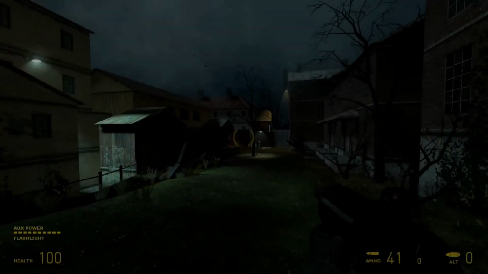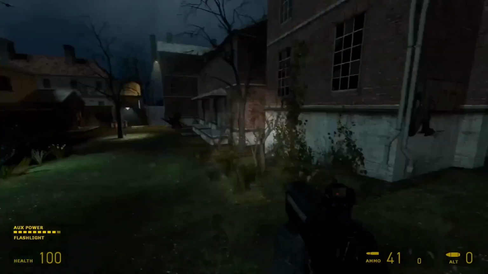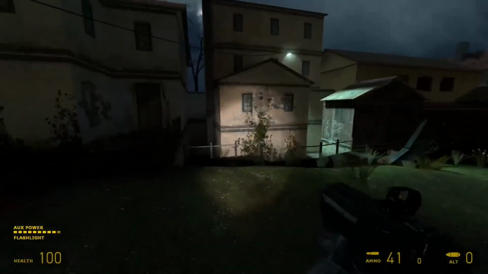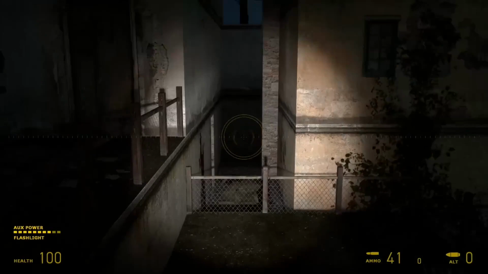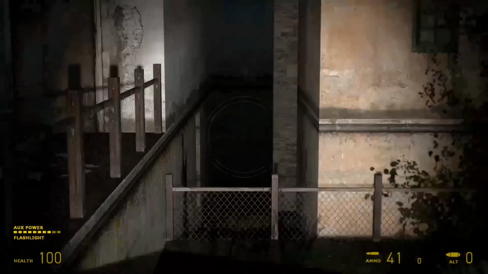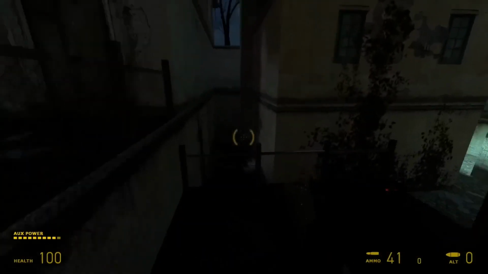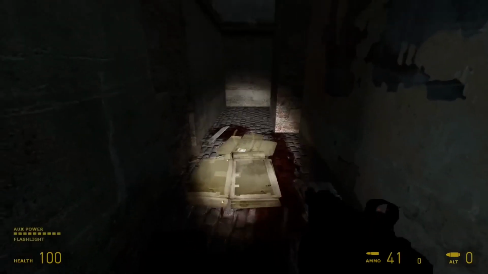Half-Life 2 is one of those games where, while there's nothing inherently creepy about it, the atmosphere is just generally off-putting. But what if there was something to fear in Half-Life 2? Something deep in the game's code. A ghost in the machine.